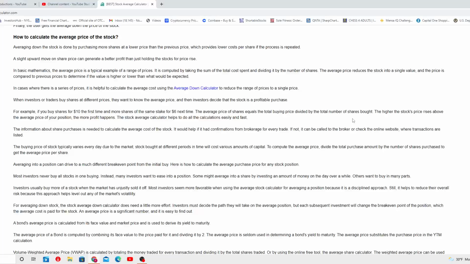For averaging down a stock, the stock average down calculator does need a little more effort. The investor must decide the path they will take on the average position, but each subsequent investment will change the break-even point of the position, which is the average cost paid for the stock. The average price is a significant number and an easy one to find out.